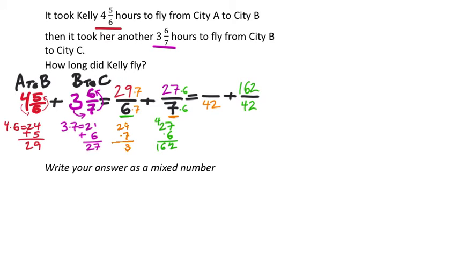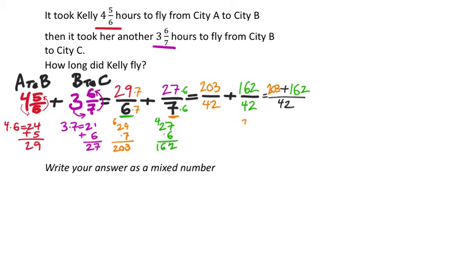9 times 7 is 63. Carry the 6. 7 times 2 is 14, but add the 6 is 20. So 203 is our final numerator there. So now we've changed the two fractions so that the denominators match. That's good because now we're ready to add the two numerators. The denominator stays the same, of course. 42, we just need to add those two numerators, 203 and 162.